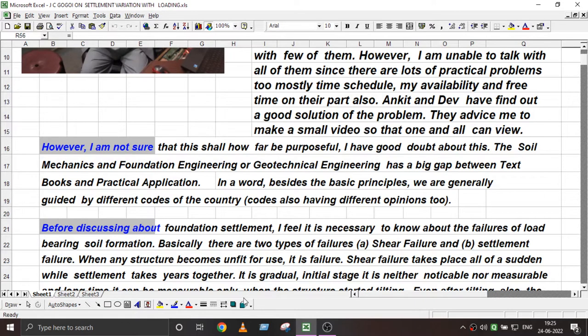Another problem is that, whatever it may be, we should also be directed by the standard codes of practice of our country. In India, there are IS codes, IRC codes, railway board guidelines, and national building guidelines, which are normally followed by CPWD, the Public Works Department. Everywhere these codes are also different, with many different opinions of their own.